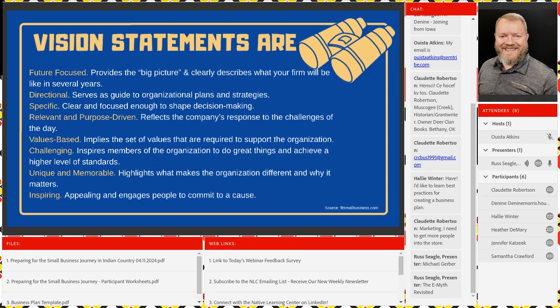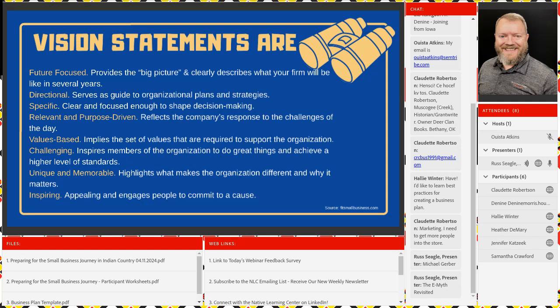Your vision statement should be pretty specific. It needs to be clear, because the clearer it is, the more motivating it will be. It needs to be relevant and purpose-driven. You want to be able to respond to the challenges of the day, but also be prepared to respond to whatever challenges you might face in the future. This might come down to people development, training, those types of things. It needs to give an indication of your values. It needs to imply the values that are required to support the organization.